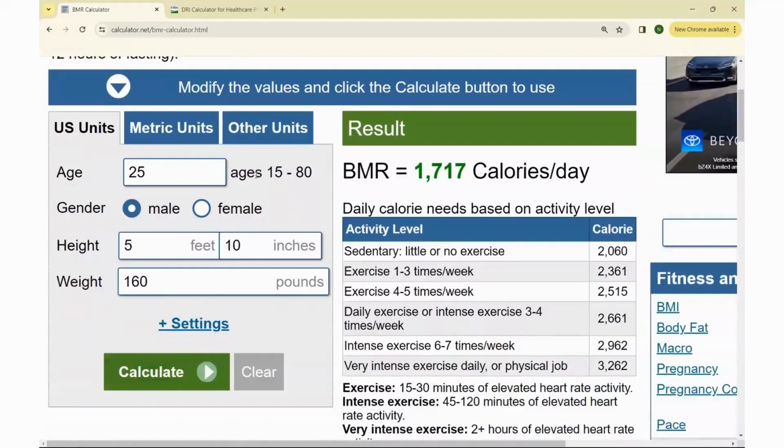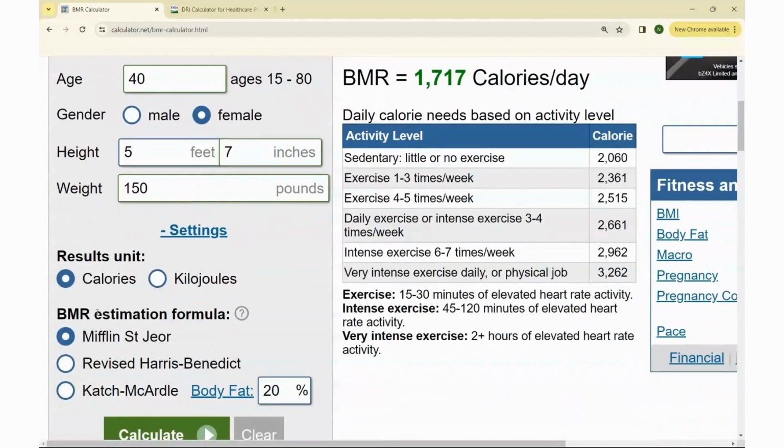You're going to go to their form here and choose your units. Most of us are going to use the US units. If you're outside the US, you can choose metric units. And you're going to enter your age, choose your gender, enter your height in feet and inches, and enter your accurate current weight.